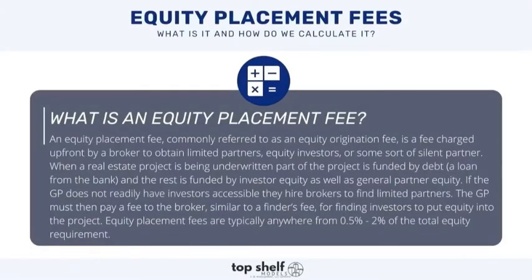If the GP does not readily have any sort of investors accessible, they hire brokers to find limited partners. The GP must then pay a fee to the broker, similar to some sort of finder's fee, for finding investors to put equity into the project. Equity placement fees are typically anywhere from 0.5%, maybe up to 2% of the total equity requirement.